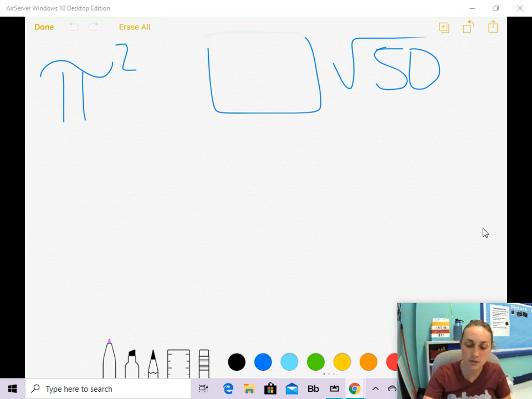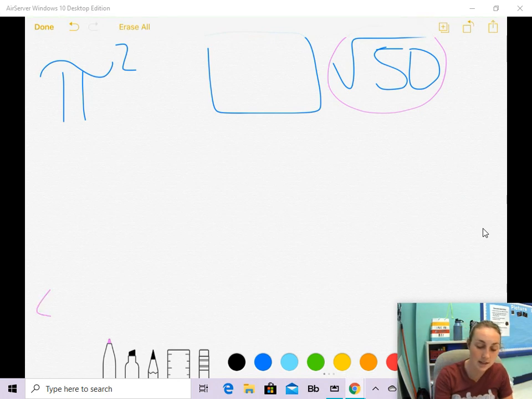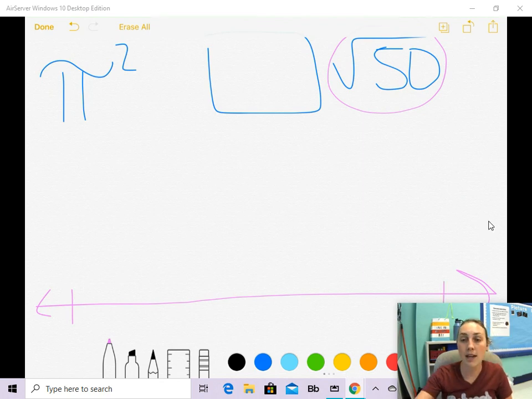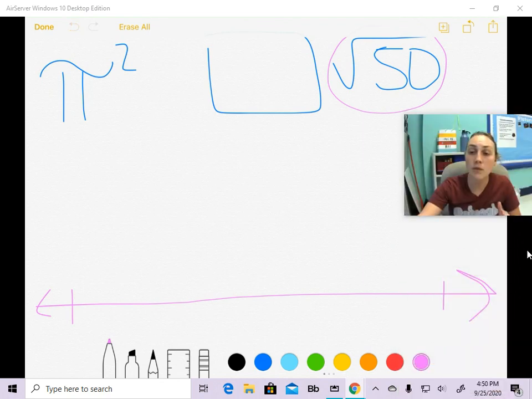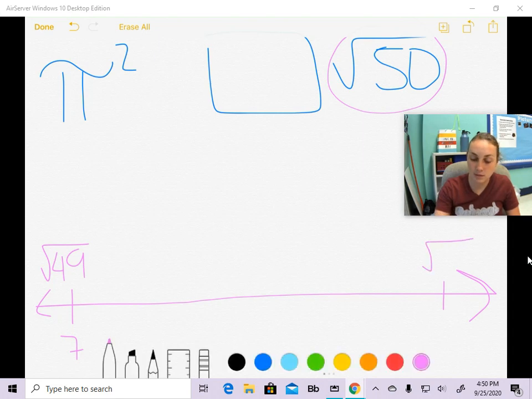So let's do the square root of 50 first. Let's just go ahead and do that one. We do have to estimate it. So again, guys, first step of estimating is we're going to make a handy dandy little line. We're going to put 2 notches on both sides, and we got to find out which 2 perfect squares the square root of 50 is going to be in between. Well, one it's in between is going to be the square root of 49. The square root of 49 is going to be 7. And then the next one is going to be the square root of 64, and that is going to be 8.